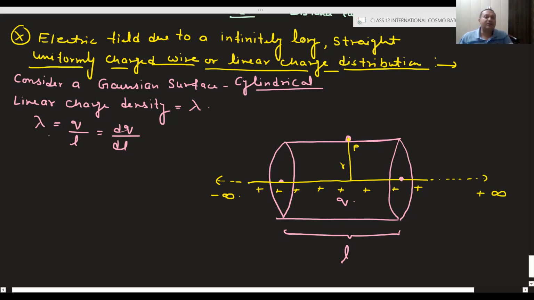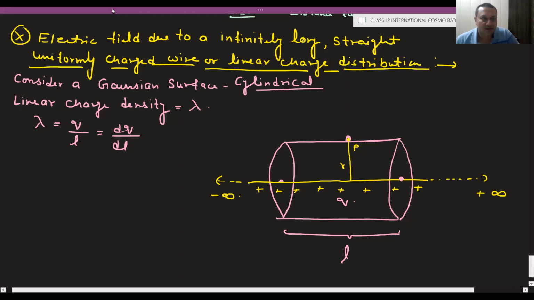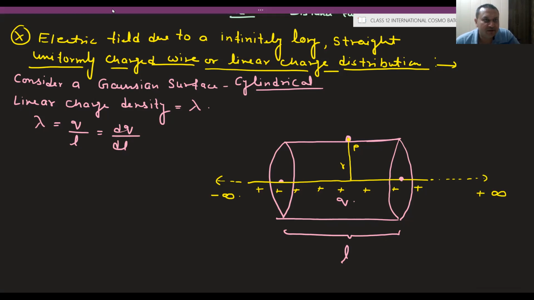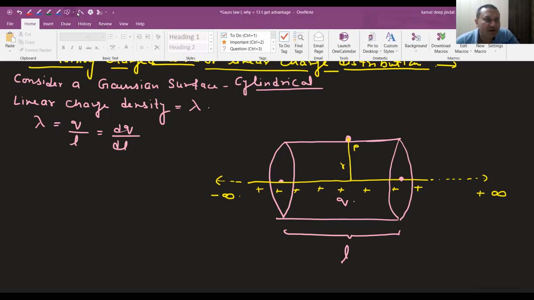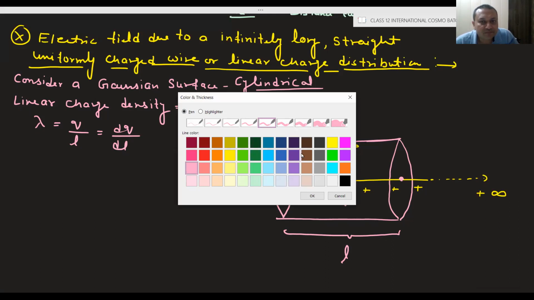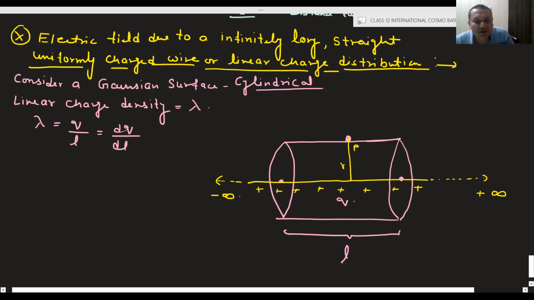This is not a special thing. This is a simple physical word, charge divided by length. So the total charge in the Gaussian surface is Q and the total length of the Gaussian surface is L. So charge upon length is equal to Q by L. Now consider the electric field due to the wire. Electric field will naturally be perpendicular to the wire and away from it.